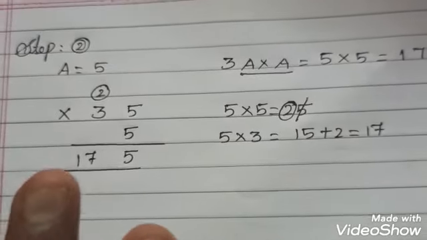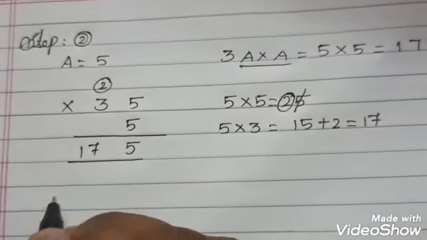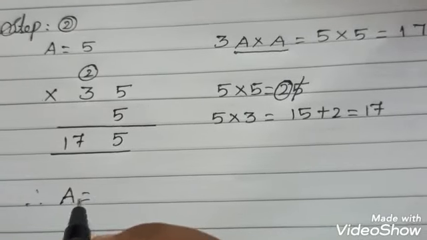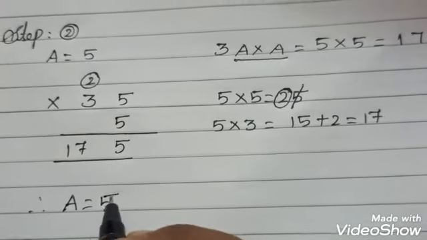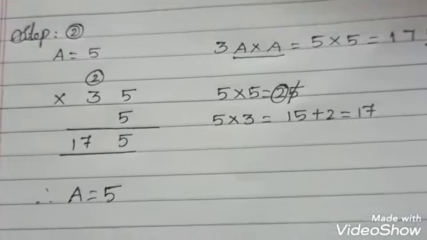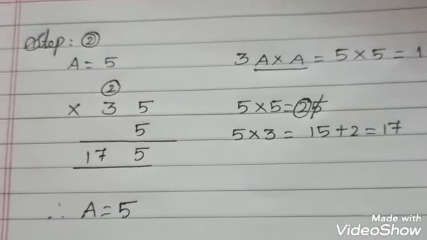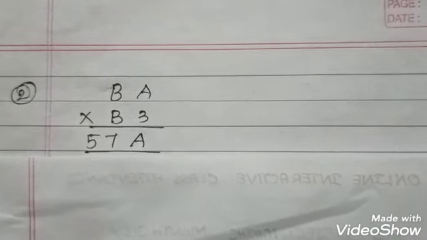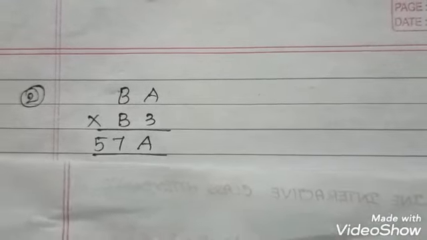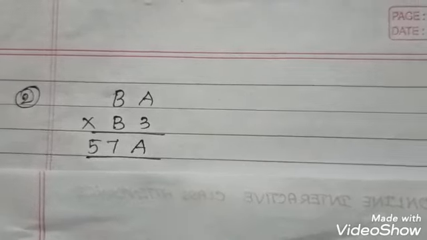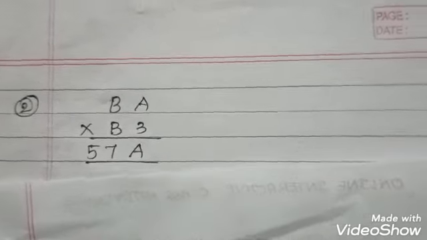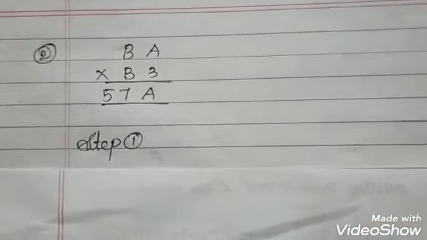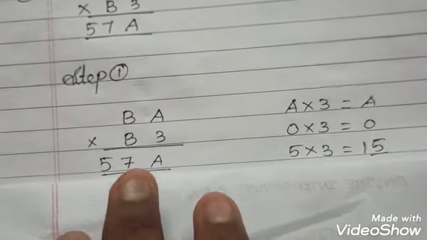It satisfies the condition. So here, therefore, A we have to take 5. So we move on to another example. I will explain another example. B A into B 3, you get 57A, 570A. So because of that, in step 1 I will take the question.